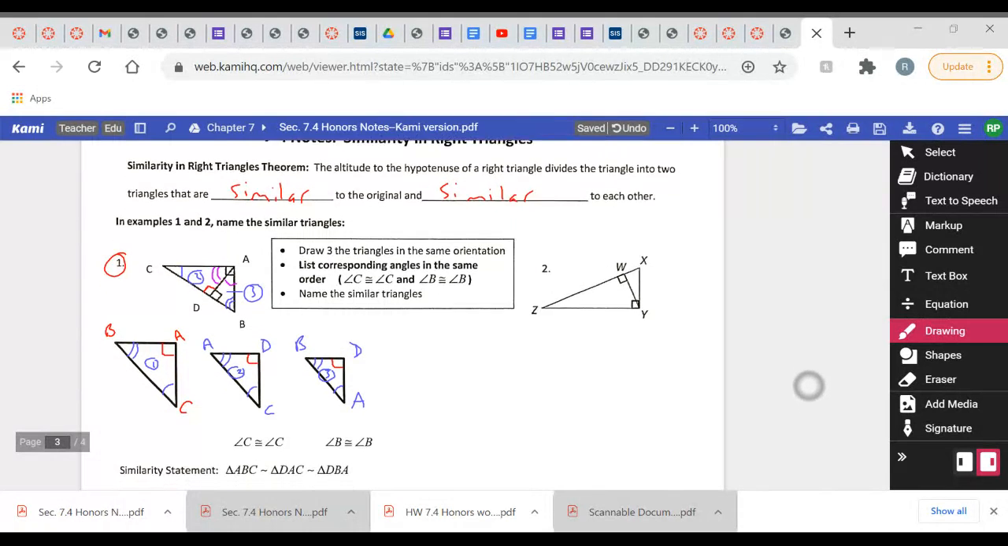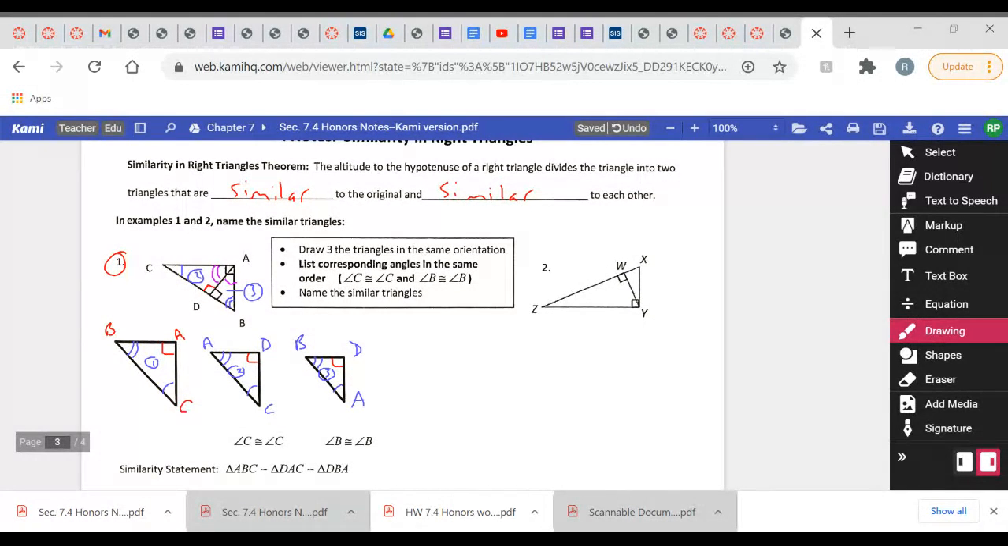Okay, let's see if I can move this up just a little bit. Okay, so now we can see the angles that are congruent to each other. We can see the angle C is congruent for the big triangle and the medium-sized triangle. And we see angle B is congruent for the big triangle and the little triangle.